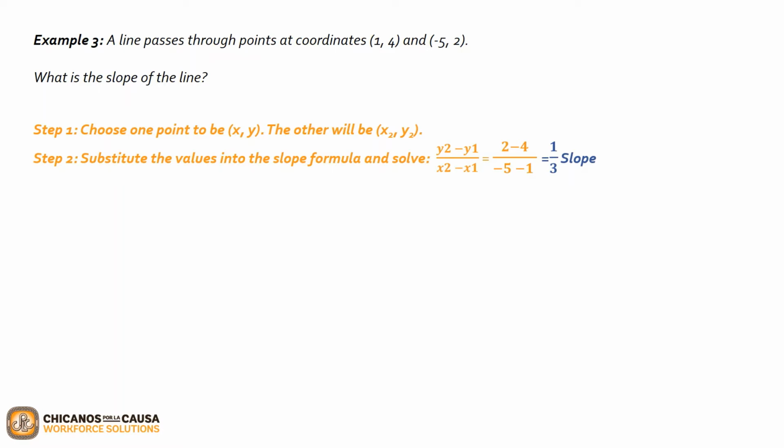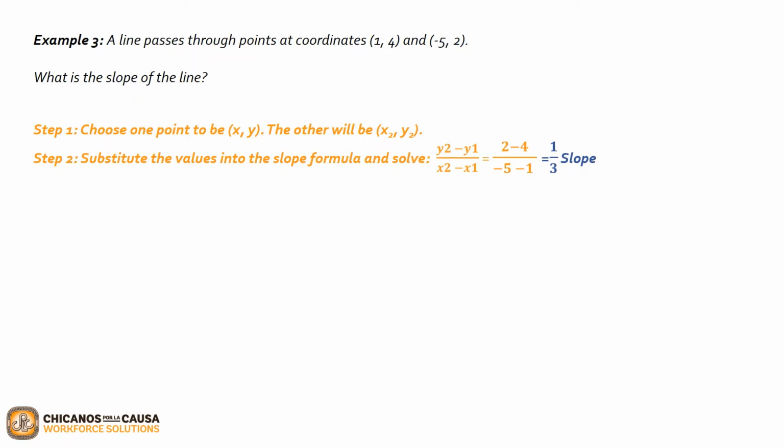So our first step is to choose one point to be x1 and y1. The other will be x2 and y2. So the 2's are just to indicate that we have 2 different plot points. Now, we're going to substitute the values into the slope formula and solve. So if you notice, we have y over x, and y is really an indication of the rise.